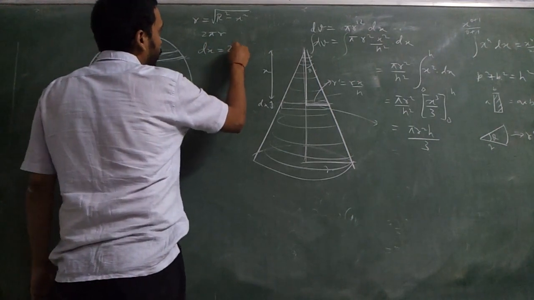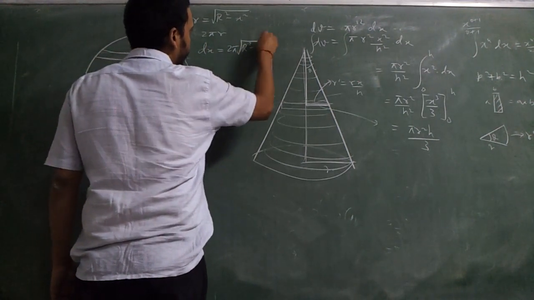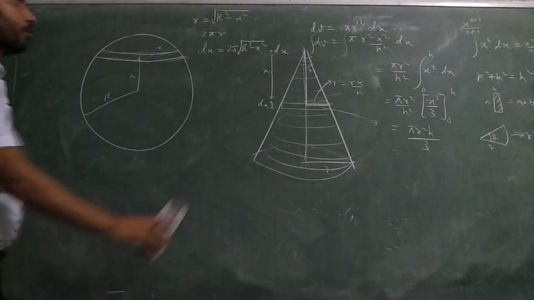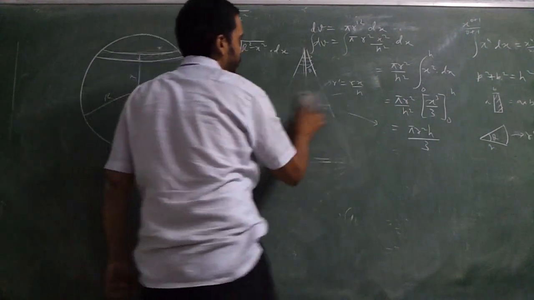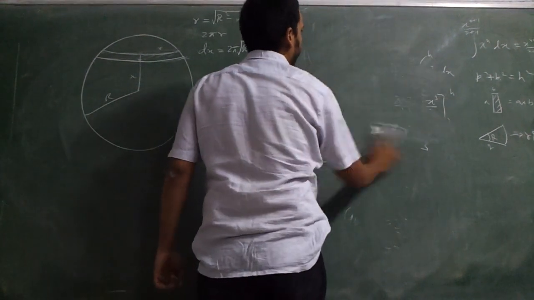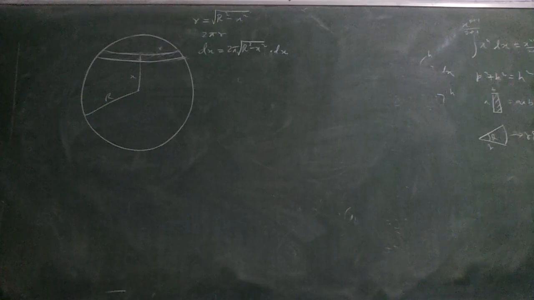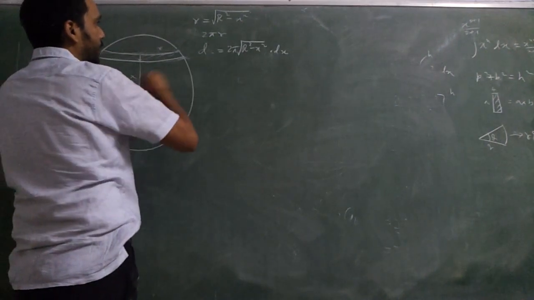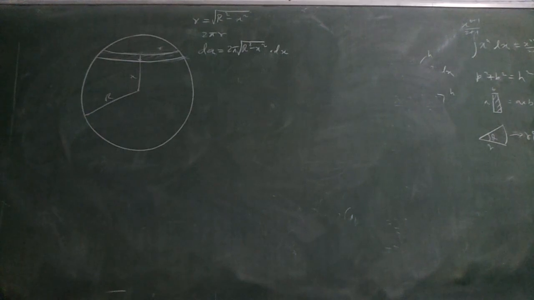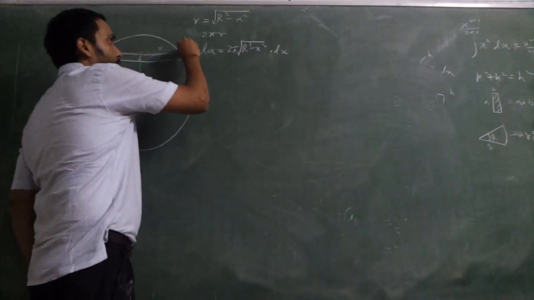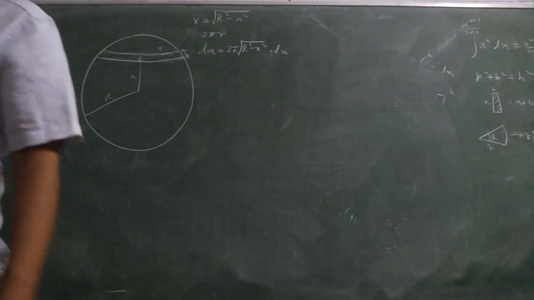Now, 2 pi under root R square minus x square into dx. This is a very common mistake which, if you don't understand right now, you will be making later also, all through 2 years. So this you have to understand very properly. What is the mistake in this? Your dA, that painted area on the surface of the sphere, is not that much. It is slightly wrong. It would be this circumference into this thickness. This thickness is not equal to dx, is it?